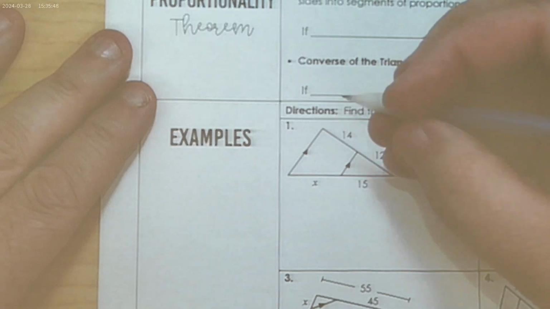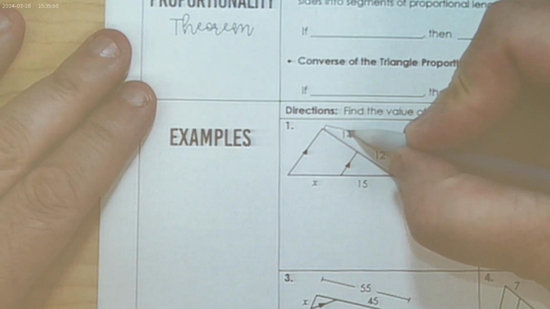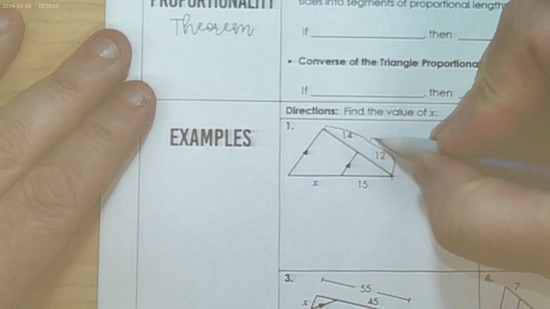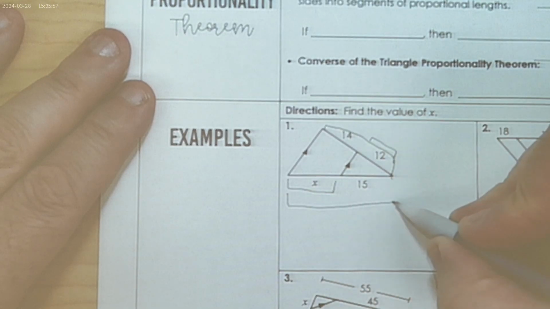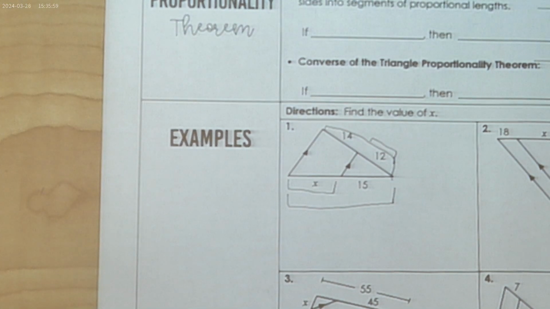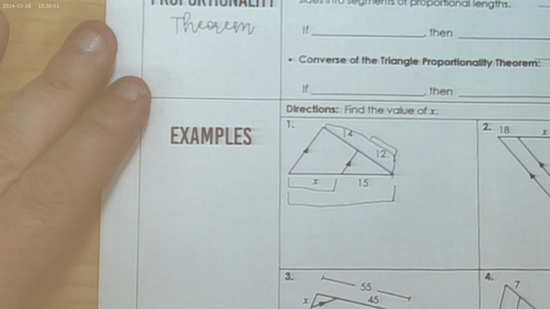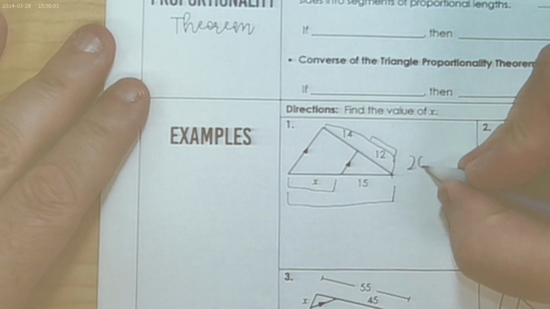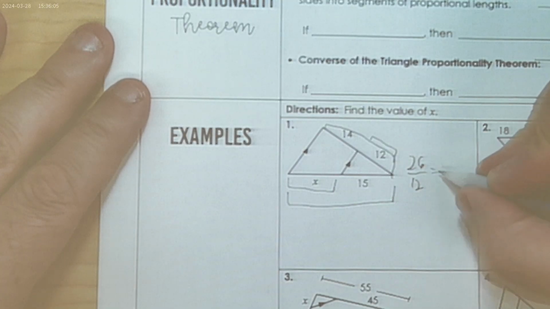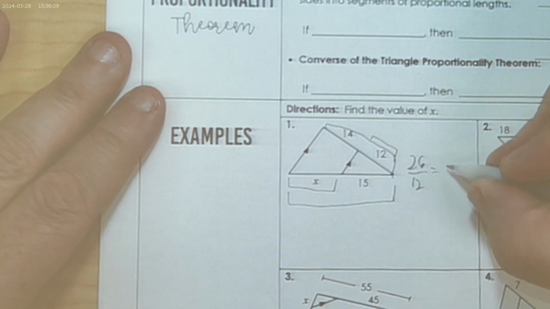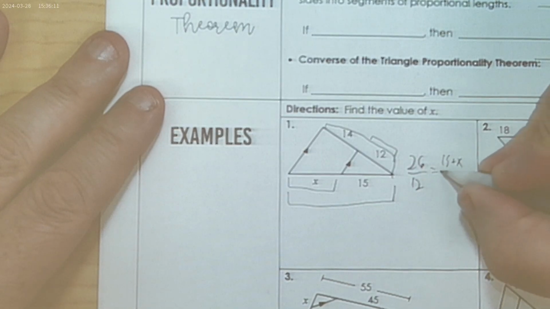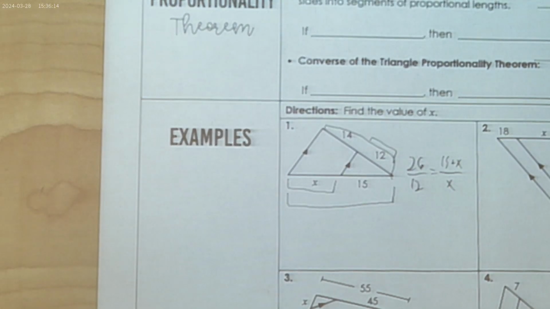So what this means is that this whole side is going to be proportional to this side, the same way that this side is going to be proportional to this whole side. So it sounds to me like I've got my scale factor set up pretty well. That means I've got 26 is to 12 as 15 plus x is to x.